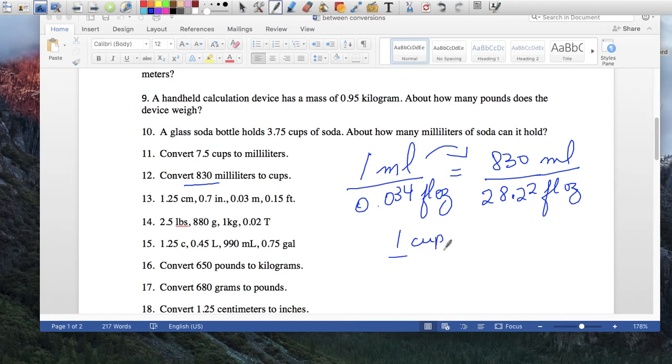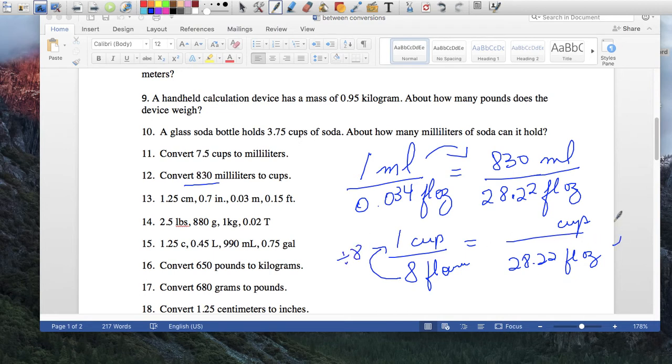1 cup is 8 fluid ounces. And over here I have cups and fluid ounces, and 28.22. How many cups is that? So how does an 8 become a 1? Divide by 8. I'm going to divide that by 8. It's going to give us 3.5275 cups. All right, almost 3.5 cups. So 28.22 fluid ounces is the same thing as 3.5275 cups. Okay, so notice that I had to go from milliliters to ounces, and then from ounces to cups. Two steps here.